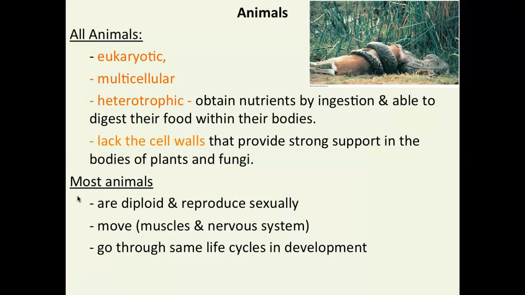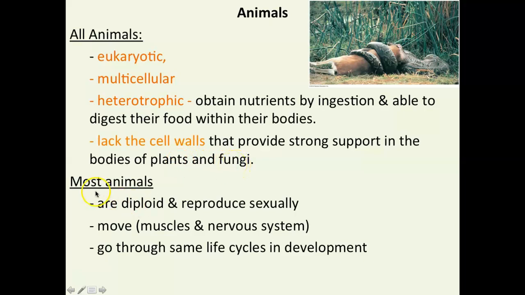So what's the definition of an animal? These first four is the biological definition. All animals must be, number one, eukaryotic, multicellular, heterotrophic, right? And again, heterotrophic means that you obtain nutrients, really organic nutrients, by ingestion, and animals are able to digest their organisms inside their bodies. Animals lack cell walls, right? Plants and fungi have cell walls, but not animals.